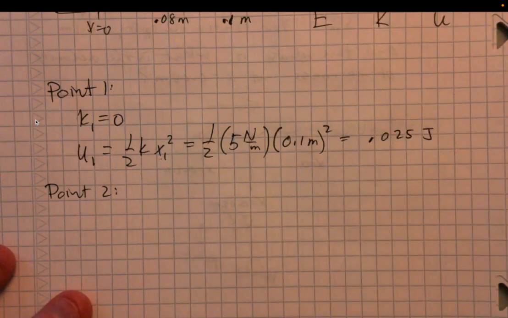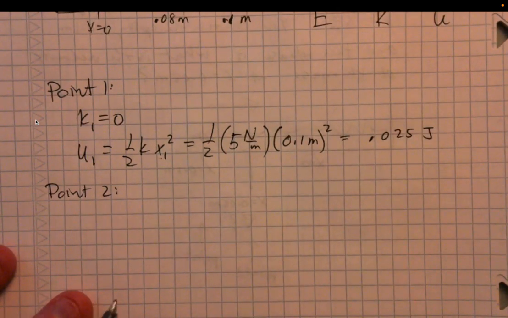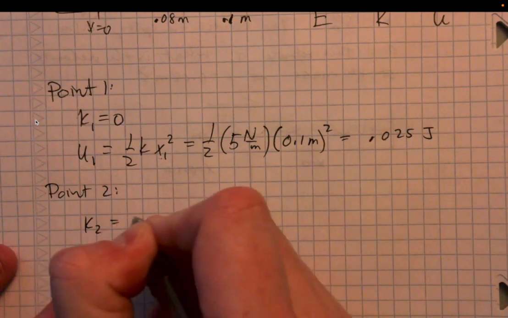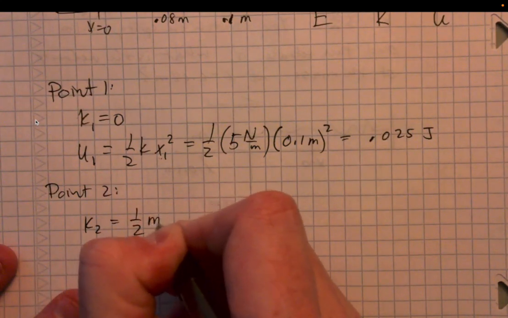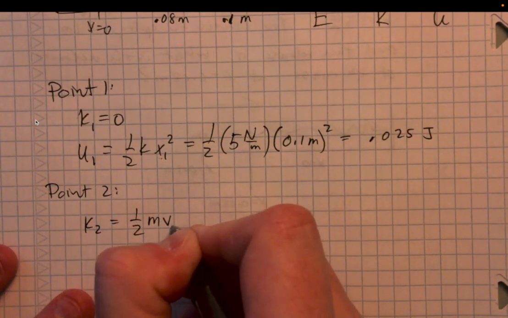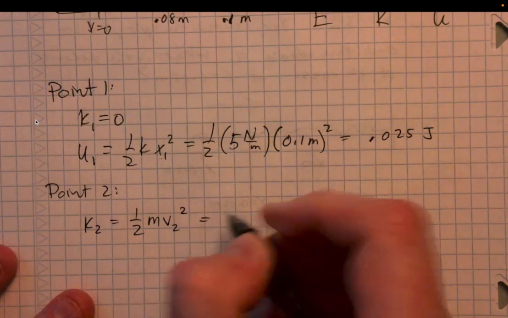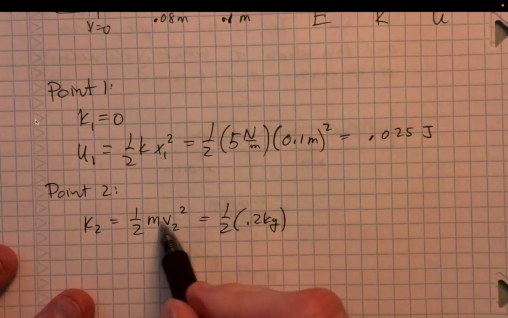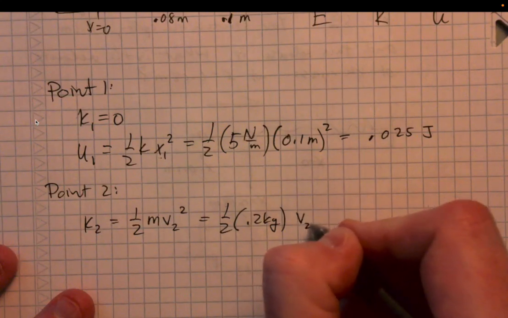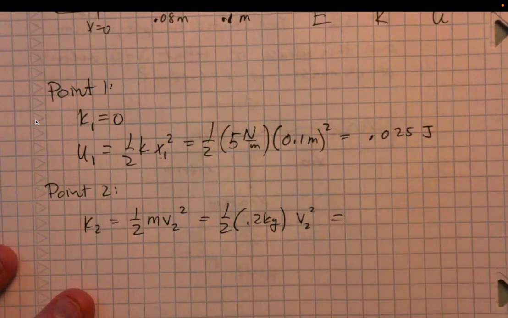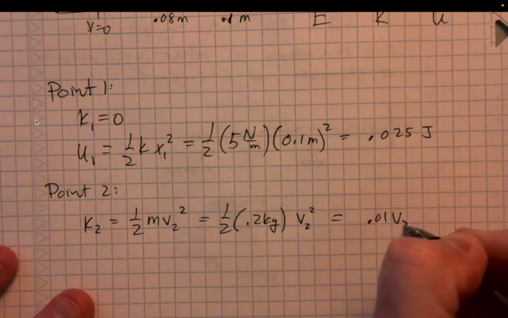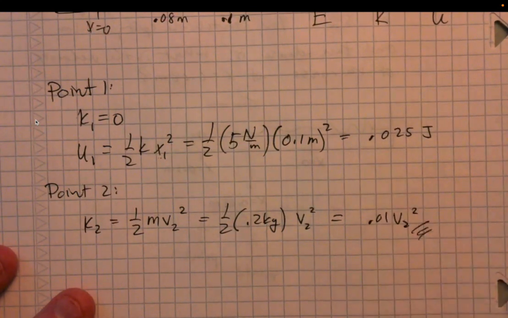Well, at point 2, things have changed. We've got both kinetic and potential energy, right? So let's think about the kinetic energy. It is 1/2 m v2 squared. So it's 1/2 times 0.2 kilograms. Now V2, we don't know. That's kind of what we're after. So all of this can be written as 0.1 V2 squared. This is the thing we need to solve for.